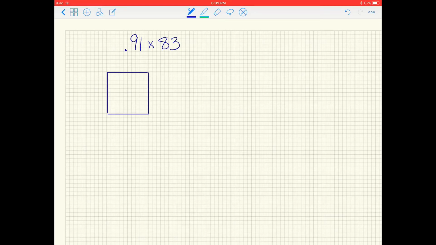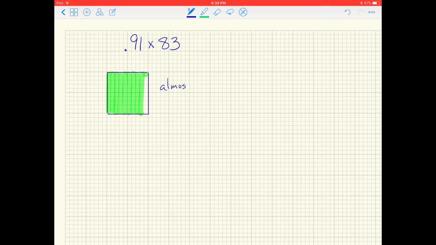Hello. Today we are going to multiply 91 hundredths times 83. So I've got a box down here representing 1, and 91 hundredths, that's 9 tenths and 1 more hundredth, maybe 91 cents. It's almost a dollar. So that is pretty close to 1.